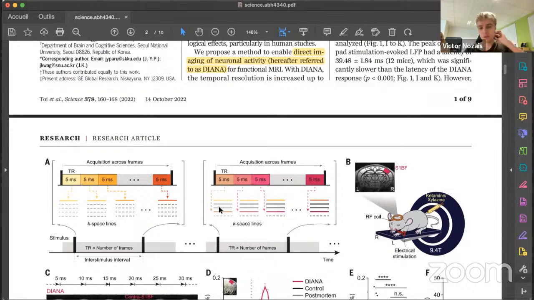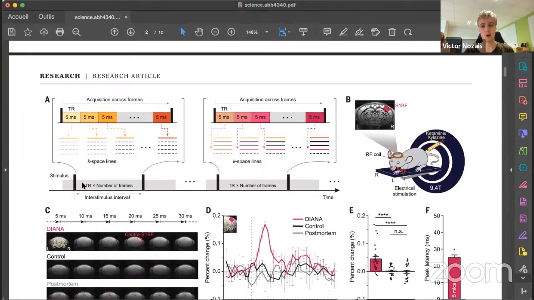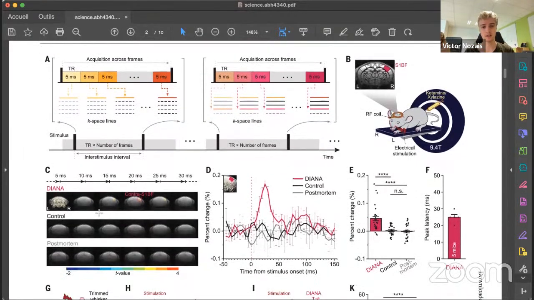But in the end, that means also that they manage to have time points in the time series in the scan that are separated by only 5 milliseconds. But how good is that? How do they compare with what exists?